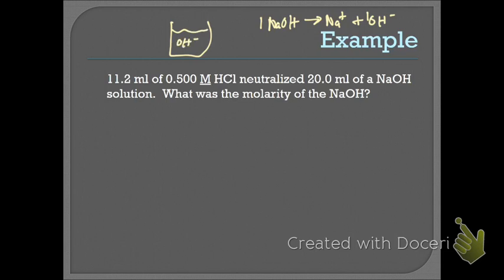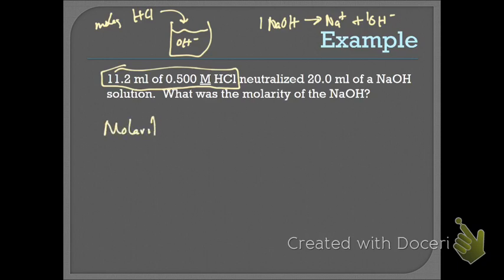So there's an unknown amount of OH minus floating. But what we can do is if we add HCl, we can figure out, if we figure out the moles of HCl that we added, then we can figure out the moles of OH minus there are. Okay, so it says we have 11.2 milliliters of 0.500 molar HCl. So that's what we added. If you remember, molarity equals moles per liter.